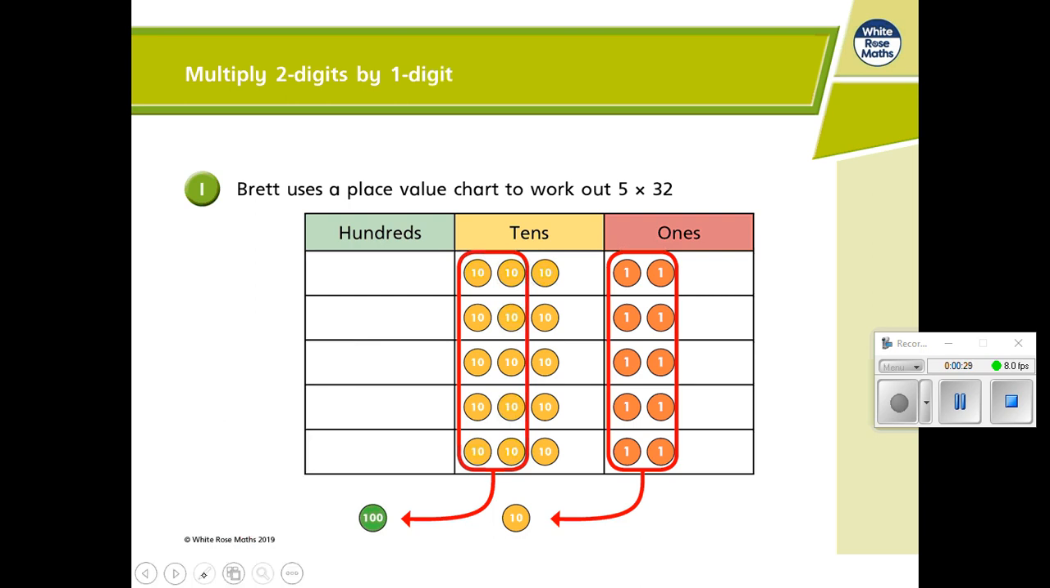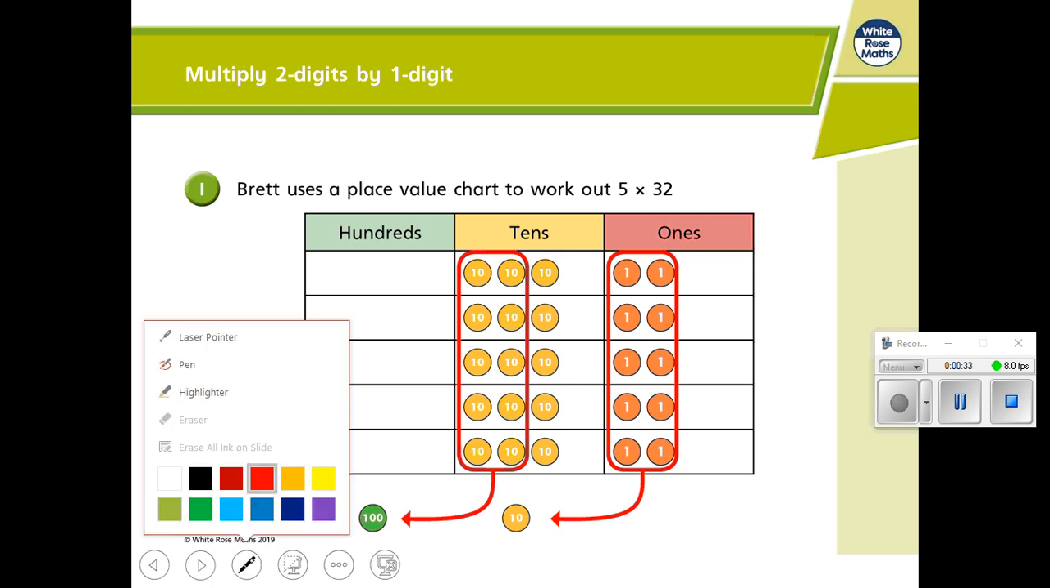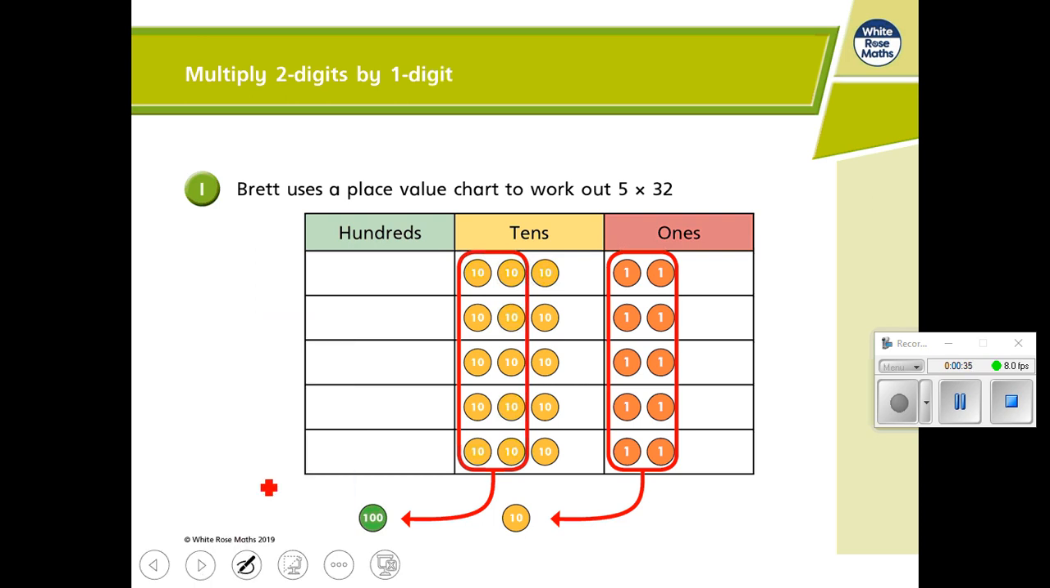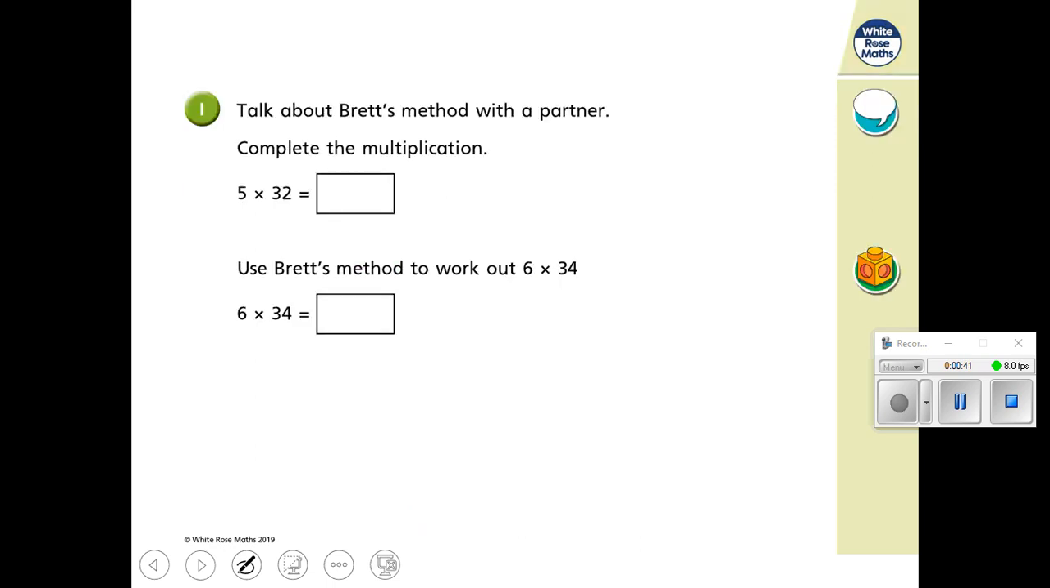So let's make sure my pen works. There it is. Okay, so let's just have a look what we have to do. Talk about Brett's method with a partner, complete the multiplication.